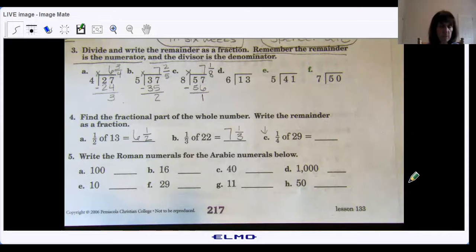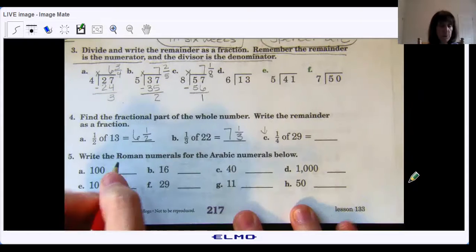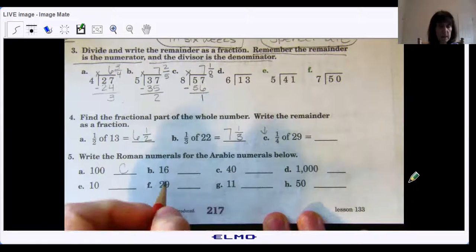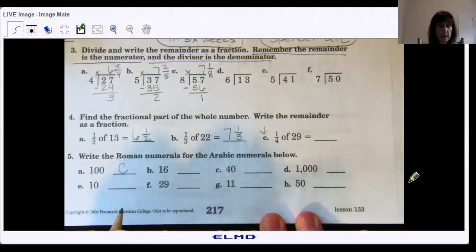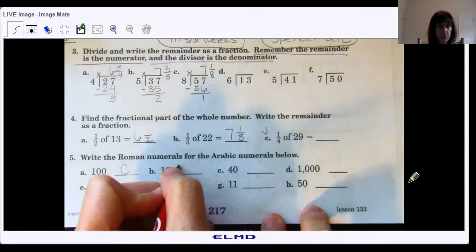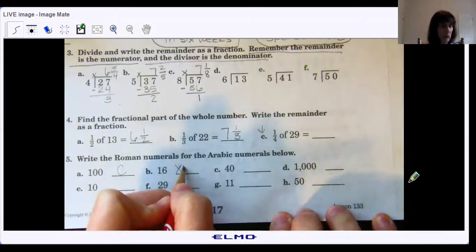All right, let's get a little bit more practice down here. All right, so 100 equals what? 100 in Roman numerals is C. Okay, C, centi, C. All right, 16. Now you have to add here. So you're going to add a 10, which is X, plus 6. 6 is what? VI.